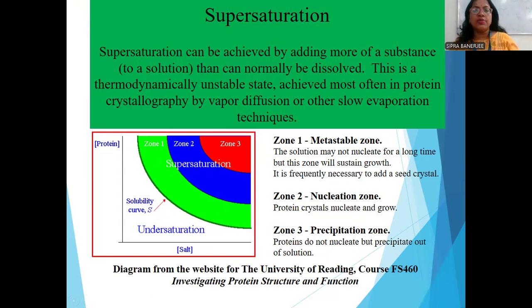So in this phase, the metastable zone, the nuclei will not form for a long time. They have to add a seed crystal from the outside. Then there will be some nucleation. The protein crystal will nucleate, or the molecule will crystallize, and they will grow. Then in the precipitation zone, the protein does not nucleate but precipitates out of solution. Then the molecule will be precipitated out by the substance.